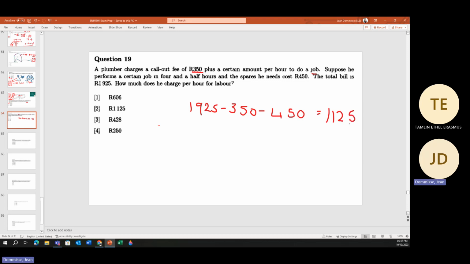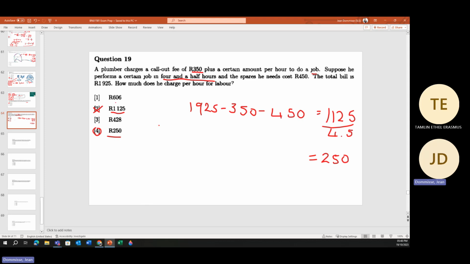we sit with a cost of 1,125. Okay, but that is not what they're asking. They ask us what will he charge per hour for labor. We know he worked 4.5 hours. So we need to divide that by 4.5, which will give us 250. Which is option 4. So he will charge 250 Rand per hour. That was the 1,125 with his call out, with the extra spares that he needed to buy.